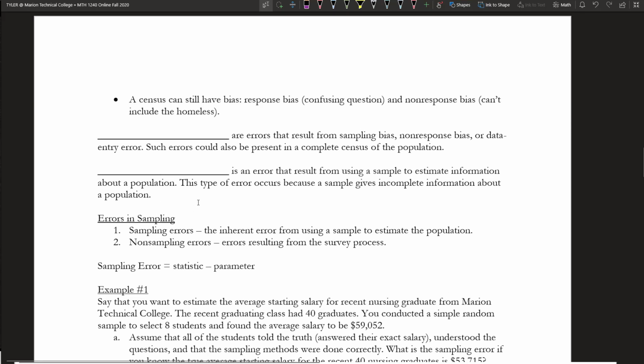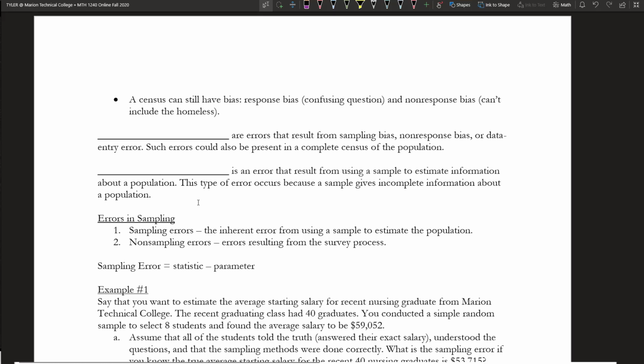Right. All right. So looking at the next page, something that's important to note and think about is that a census can still have bias, right? We've really been talking about samples here, but we've talked about before how a census, theoretically, would be measuring everyone in the population, but that's not really possible. So even a census is going to be a sample, regardless, just a really big sample, if you will. But there's going to be some response bias, right?